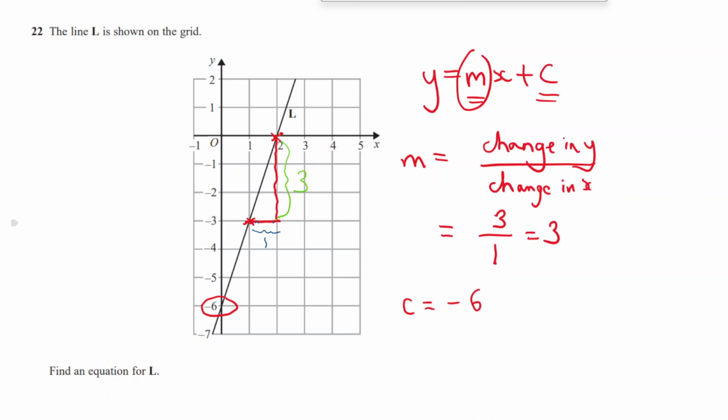Now I can bring those two numbers into the equation. So we end up with y equals 3x add -6, which can then be rewritten as y equals 3x minus 6. That's the answer that you put on the answer line.